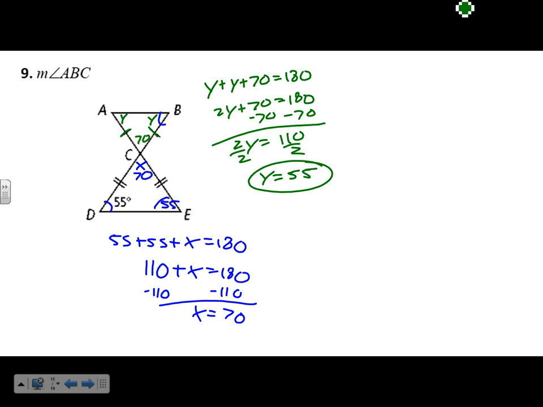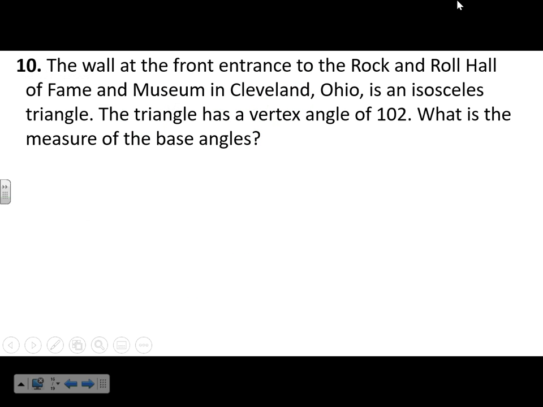Now the fact that these angles up here were 55 and these angles down here were 55, I'm not really going to get into the reason, but that is not by coincidence. That actually happens all the time. That's another theorem. We just haven't talked about it yet. So we're almost done. A couple of word problems.